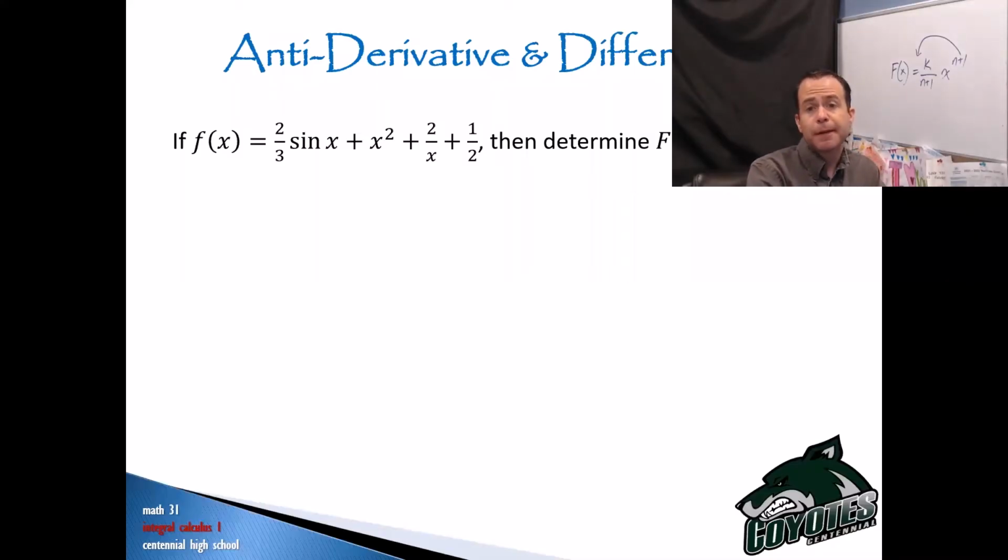Okay, so next one, if f'(x) is 2/3 sine x plus x squared plus 2 over x plus a half, determine the original function, determine the antiderivative. I know that the antiderivative of sine x will be negative cos x, so this is going to end up being negative 2/3 cos x. This has to go up to 3, so this will end up being 1/3 x cubed. When I have a 1 over x, the antiderivative of that would be ln absolute value of x, so that would be 2 times ln absolute value of x, and then this will be 1/2 x.